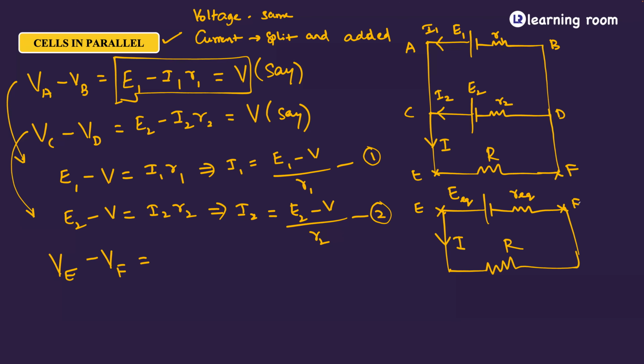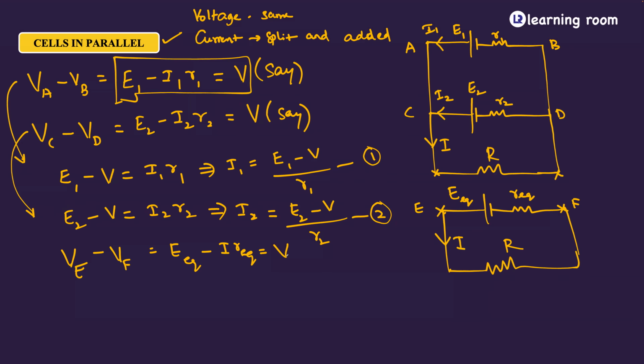Right? Okay. One correction. It's not a correction basically, just to give you more clarity. Forget about this E and F. I'm taking E and F here. Then what is going to be VE minus VF? It will be E equivalent minus I into R equivalent. But the important point to be noted here is VE minus VF will also be V.